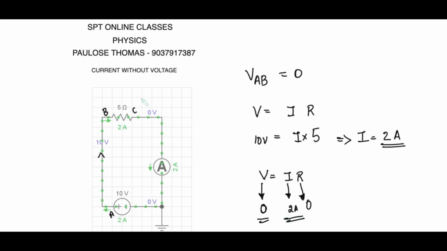This is a very good example to show you that current flows through a particular line even though there is no potential difference. Okay, so such situations exist. Thank you.